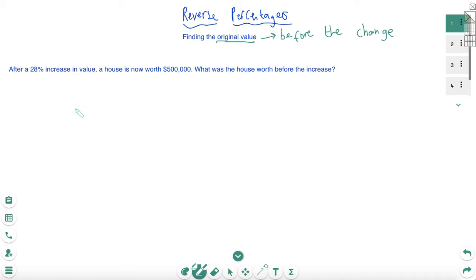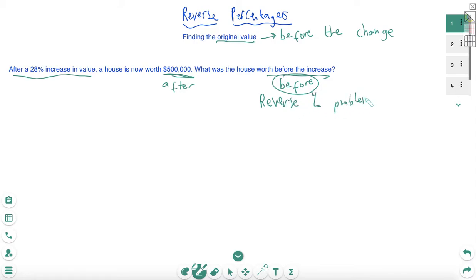After a 28% increase in value, a house is now worth $500,000. What was the house worth before the increase? So in this question, we know the after price, because after a 28% increase in value, the house is now worth $500,000. What was the house worth before the increase? So we're trying to find the before price. Whenever we have to find the before price or the original price, this is a reverse percentage problem.